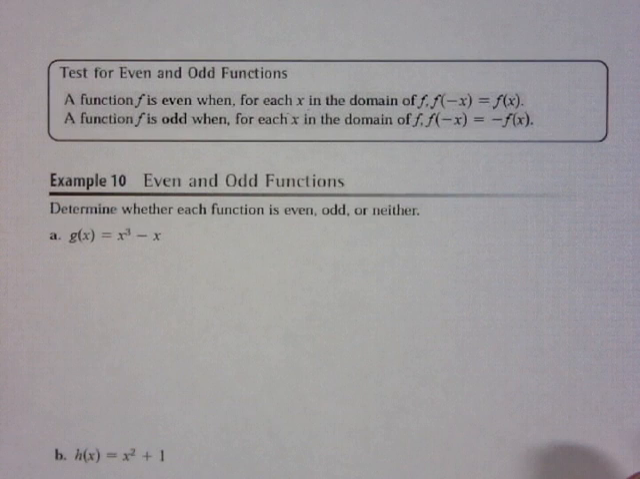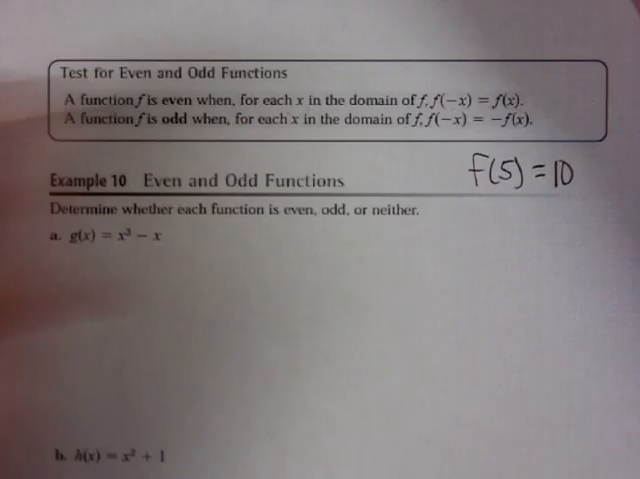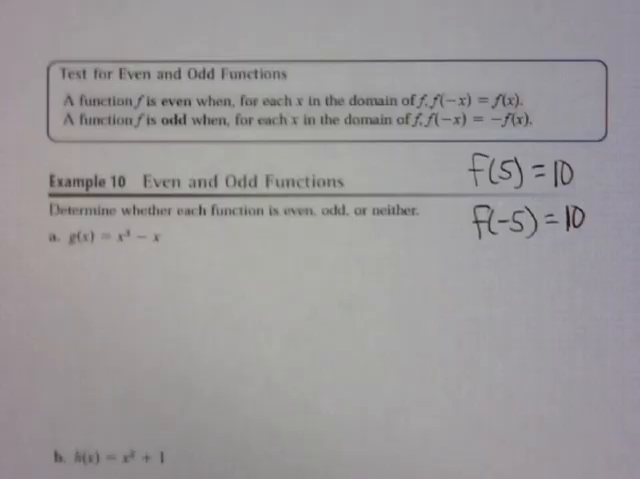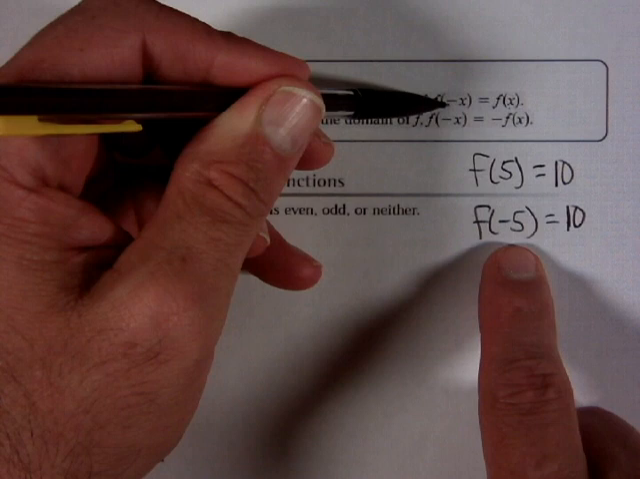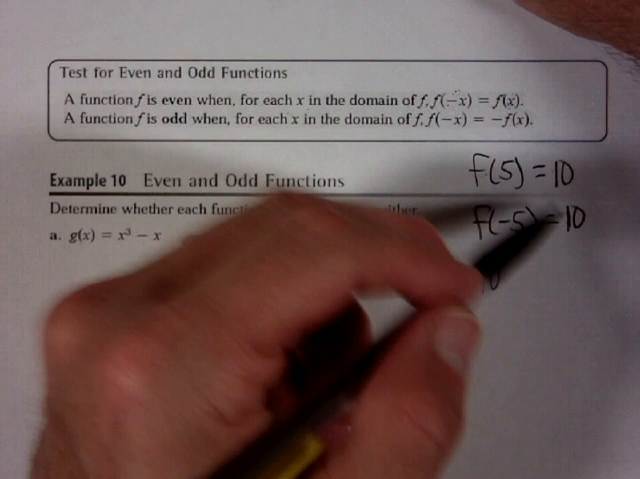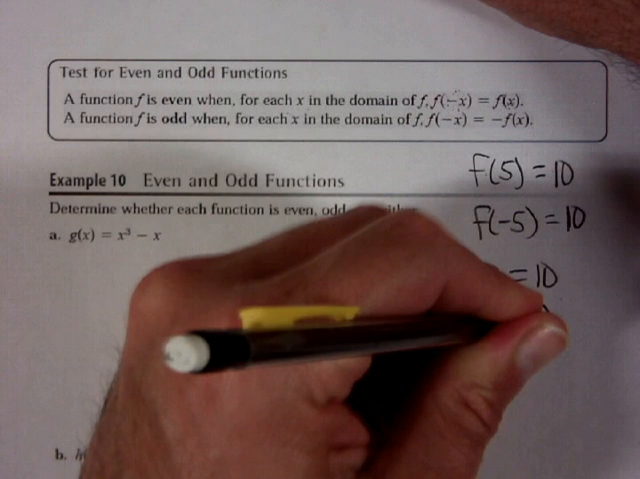So let's just do an example. Let's say I do f of 5, and f of 5 gives me 10, for example. Now, let's say I put in f of negative 5, and I also get 10. So remember, if I put in x and I put in negative x, and those two are equal to each other, so what did I get when I put in 5? F of x equals 10. What did I get when I put in negative 5? F of negative x equals 10. So they're both 10. So if these two are equal to each other, 10 and 10, then you know you've got an even function. And of course, that has to happen for every x in the domain.